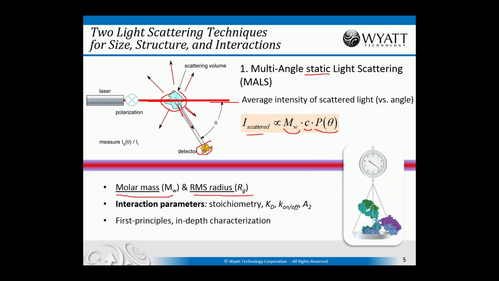There are other ways of measuring size. MALS can also give us interaction parameters, for instance, the stoichiometry of a complex, the equilibrium dissociation constant, measure of the on and off rates of association-dissociation, as well as measuring non-specific interactions through thermodynamic parameters such as the second virial coefficient, known as A2 or B22. And because it is a first principles analysis of molecular weight and size, it affords in-depth characterization of the solution properties, which is essentially unparalleled.